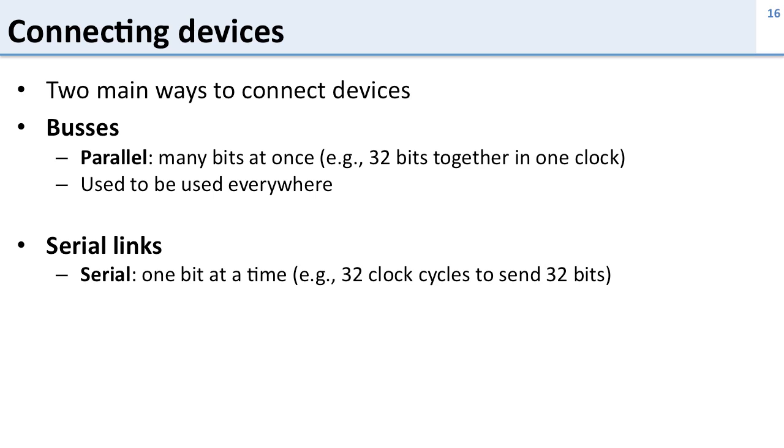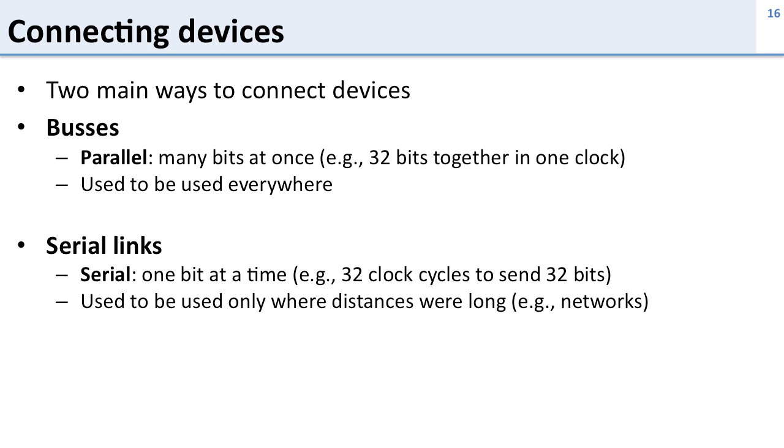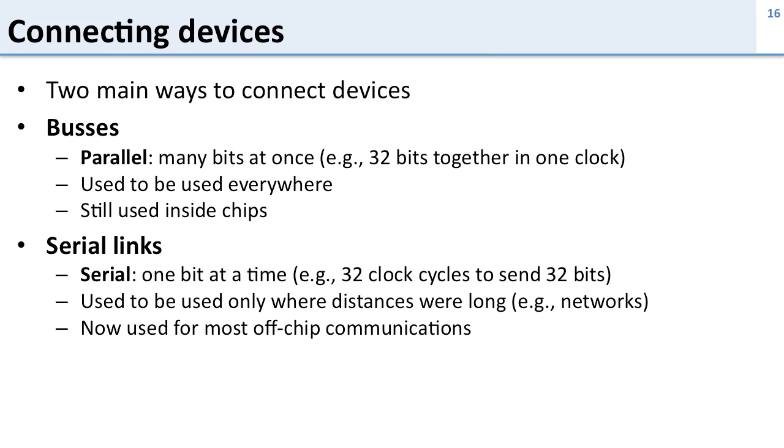Buses used to be everywhere. In fact, until about 10 years ago, everything was designed with buses. Links used to only be used where distances were long. So networks used serial links because they were long distances. But what we're seeing today is that while buses are still used inside chips, serial links are now used for almost everything else. And we're going to discuss why it is that serial links are better than buses today and how this is changing in the future.